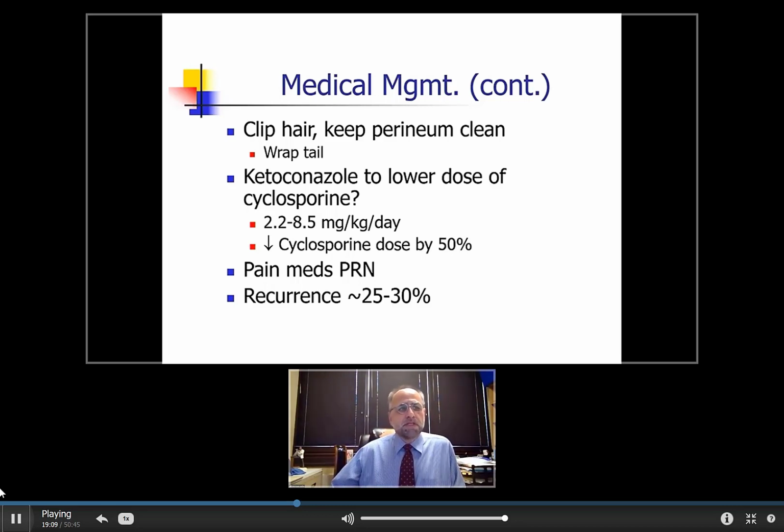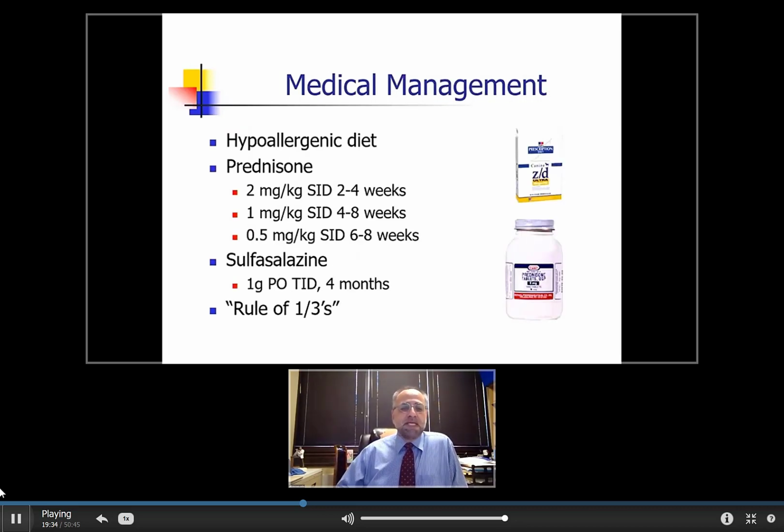As far as other treatment, we like to clip and clean the area around the perineum and the tail so that owners can keep them clean. We sometimes will wrap the tail if they're having a lot of discharge. I always put these patients on pain medications initially until these lesions heal, because this is a pretty painful problem. And unfortunately, with medical management, we see recurrence in anywhere from a quarter to a third of these patients.